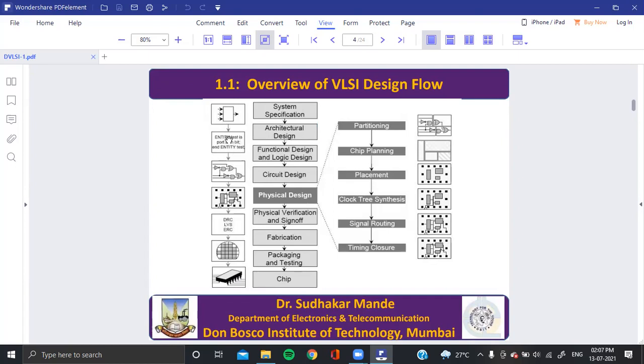Then you need to go inside and define its architecture. Architecture means various blocks. For example, you want an ALU, arithmetic and logic unit. In an arithmetic and logic unit, there is a logic circuit, an adder circuit, and a control circuit. So you need to define blocks. After defining the blocks, you need to see how you can design that adder circuit. You can design that adder circuit with the help of AND gates and NAND gates. That is called functional logic design.